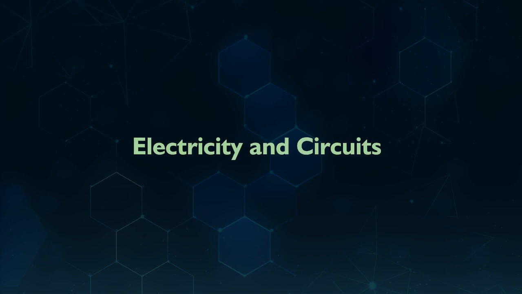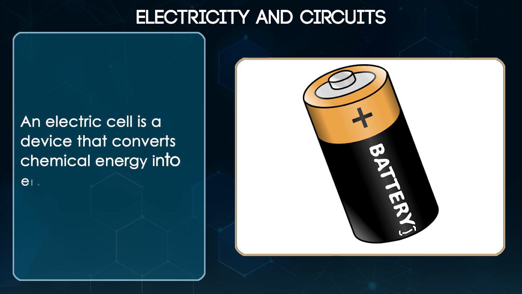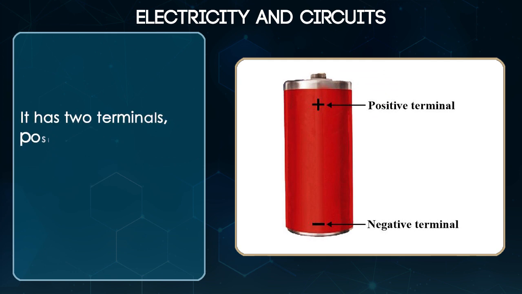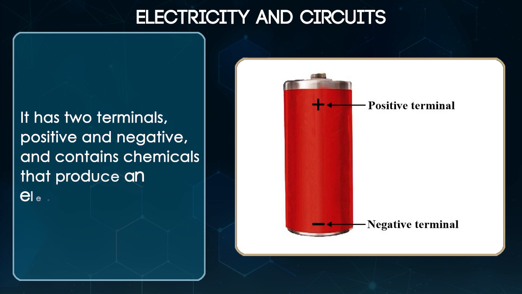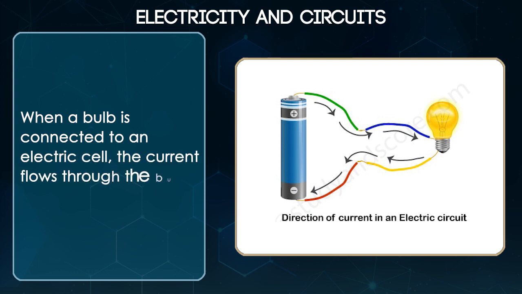Electricity and circuits. An electric cell is a device that converts chemical energy into electrical energy. It has two terminals, positive and negative, and contains chemicals that produce an electric current. When a bulb is connected to an electric cell, the current flows through the bulb and it glows.